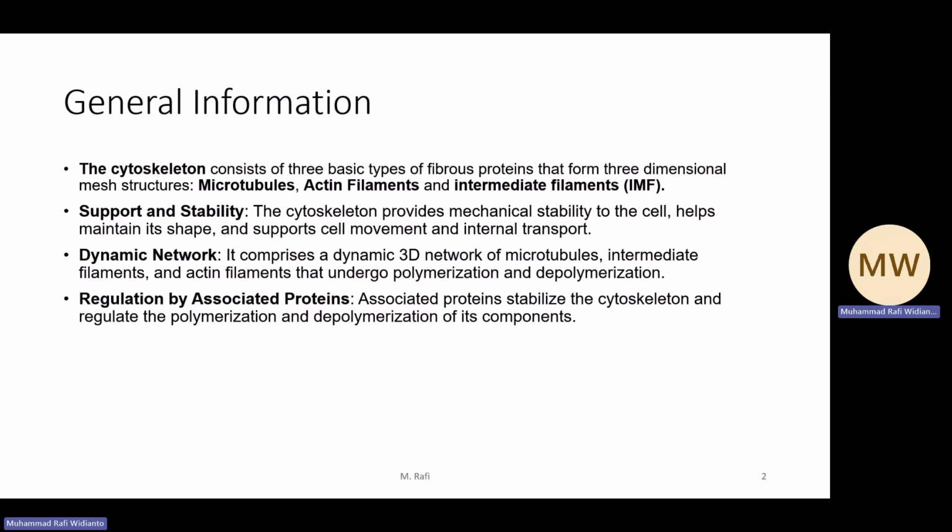So, some general functions. The cytoskeleton basically consists of three basic types of fibrous proteins, and the key term is fibrous because they are insoluble. The three types are microtubules, actin filaments, and IMF, or intermediate filaments. They are there for support and stability, basically maintaining the cell shape and integrity. They create a dynamic network. There are networks of these filaments that can transport proteins or organelles, which you will see later on. They are regulated by associated proteins, like how actin is regulated by tropomyosin, which basically keeps actin stabilized.